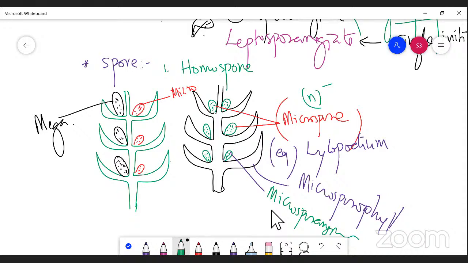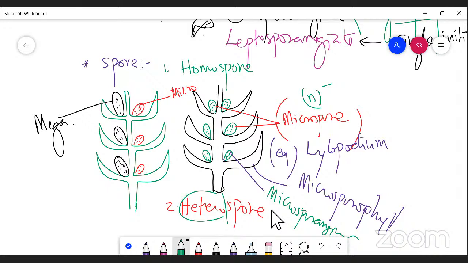What is it called? Simply heterospore. Hetero means two different, and spore means formation of spore. So here you find two different spores, microspore and megaspore, which are formed in the same plant. That is called heterospore.